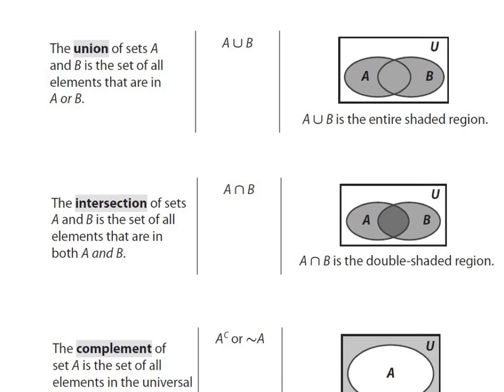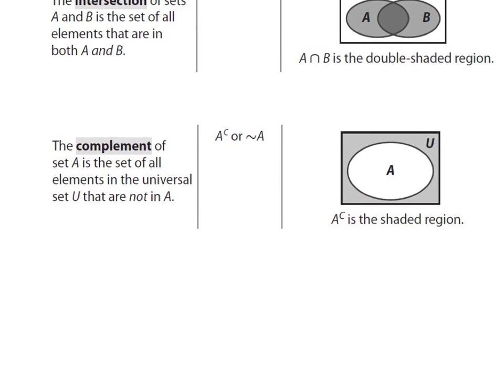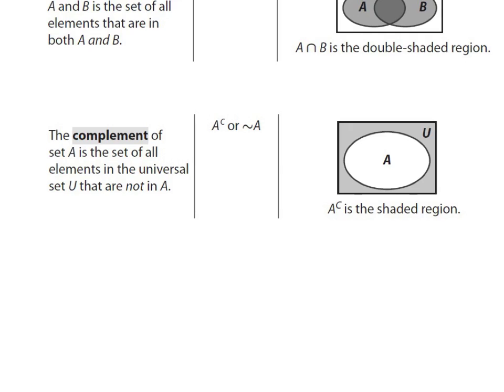And let's look at one more, and this is what we call the complement. The complement of set A is all the elements not in A. One way to write it is A with a C, or with a tilde A, meaning the complement. This is going to include all the elements that are not in A. So that's why it's shaded on the outside here.